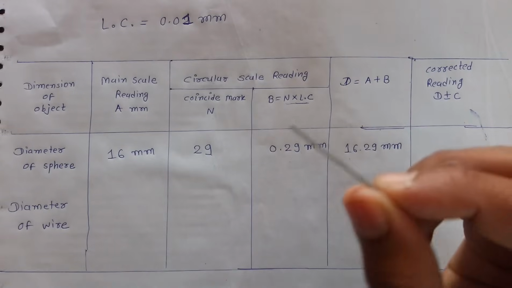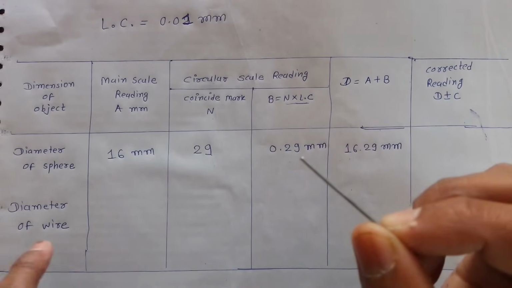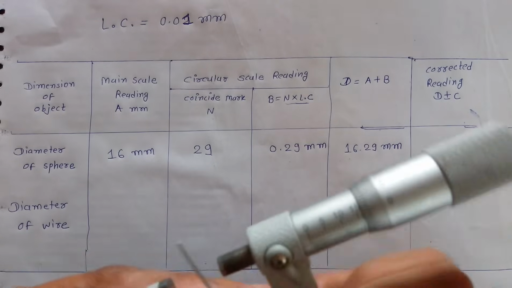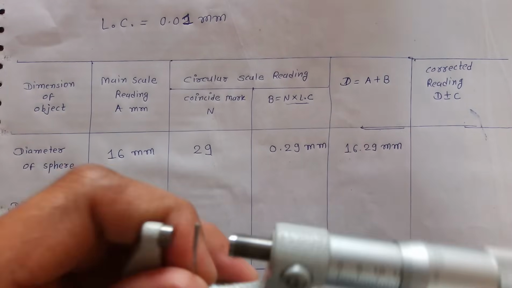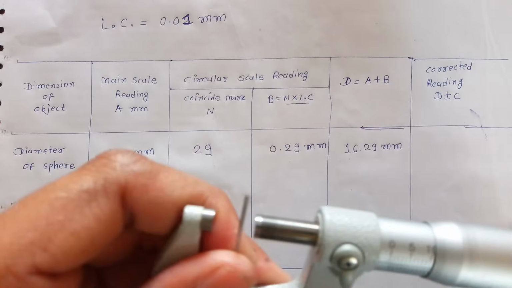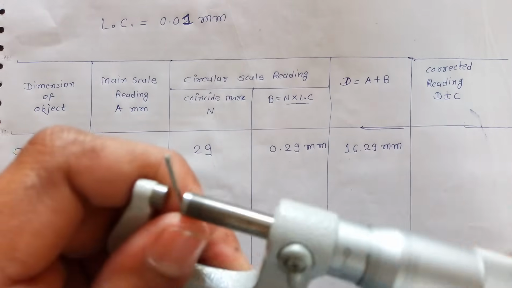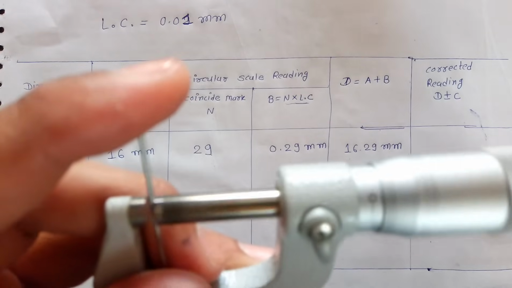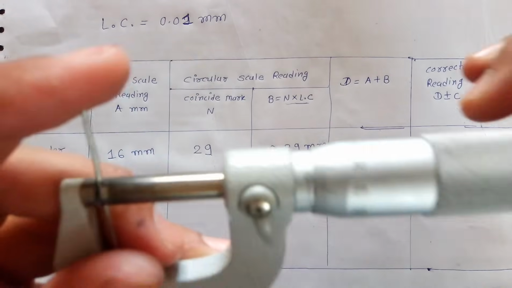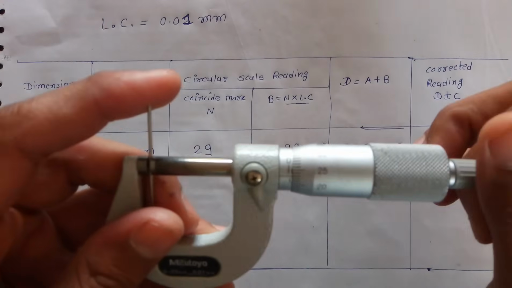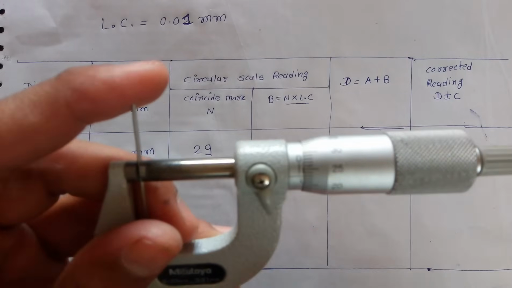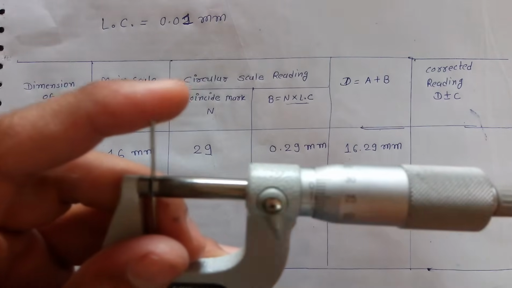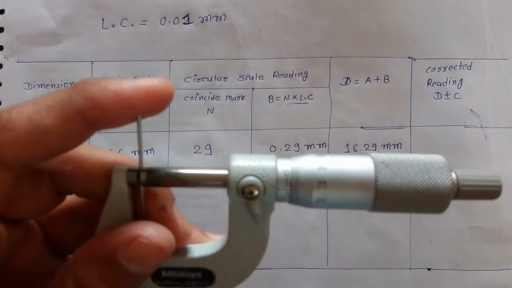Now take another reading: the diameter of this given wire. You can put this wire between the anvil and spindle by using rotation of the thimble and then the ratchet. When you hear the sound, you have to stop pressing this wire. Otherwise, the wire is pressed and the reading will vary.